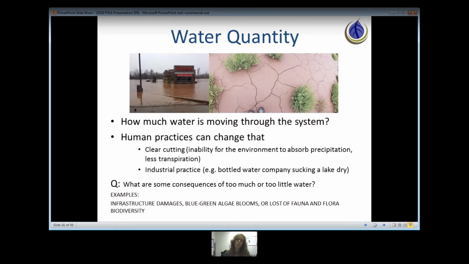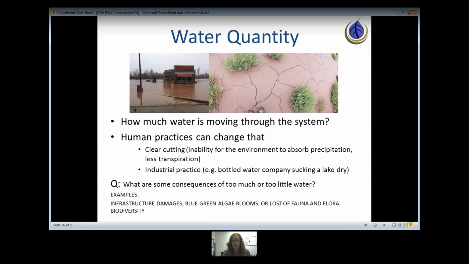So water quantity is how much water is moving through our system. Human practices can change that, and these are some examples of that. So clear cutting, for example, creates an inability for the environment to absorb precipitation and creates less transpiration, so basically less rainwater that comes down. Or sometimes it can be too much rain too. It'll encourage more runoff if there's not enough vegetation to absorb that water coming down.